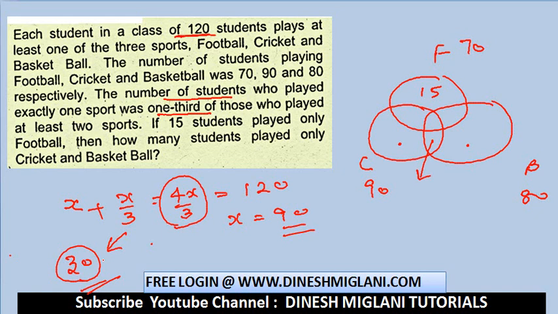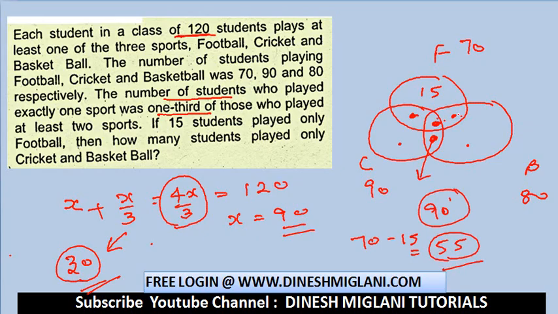Now I can say that since X is 90, X means at least 2, so the sum of this and this is 90, right? Since total football is 70 and this is 15, the sum of these three would be 70 minus 15, that is equal to 55. Okay, now these three sum is 55 and these four sum is 90. It means this portion should be 90 minus 55. The answer to my question is 35. That becomes my answer. So the number of students who play only cricket and basketball will be 35.